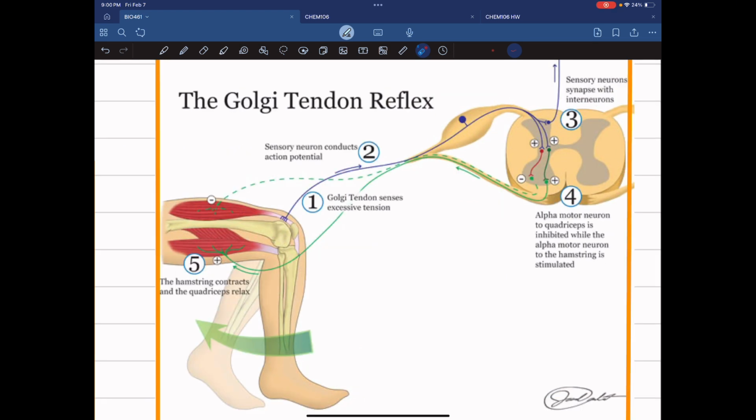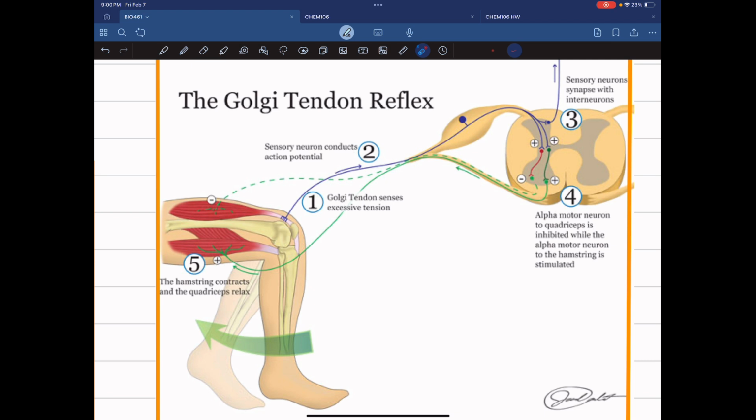Now, for the Golgi tendon reflex, we just got done looking at the stretch reflex. Again, spindles respond to stretch, while this Golgi tendon reflex is going to respond to tension. It's going to be pretty much the opposite of our stretch reflex. Stretch reflex is excitatory, and it contracts the stretched muscle group. But our Golgi tendon reflex is inhibitory, and it's actually going to relax the affected muscle.